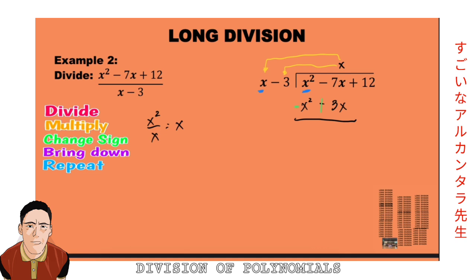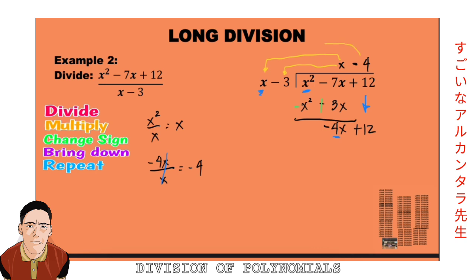Negative 7x plus 3x, that will give you negative 4x. And then, I will not forget this time, bring down positive 12. And then repeat the entire process. So we divide negative 4x by x. Let's see what the answer here is. Cancel out the x's. We'll get negative 4. Align negative 4 or minus 4 with plus 12.